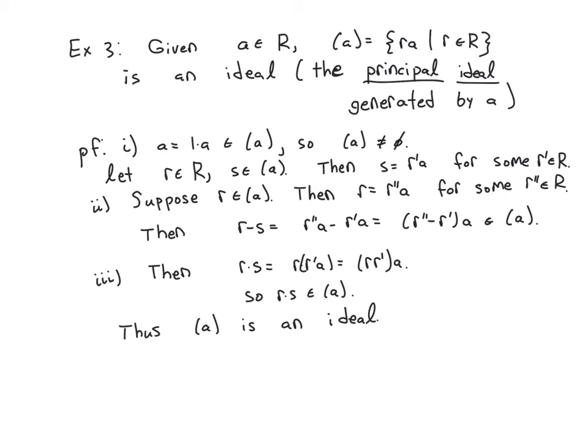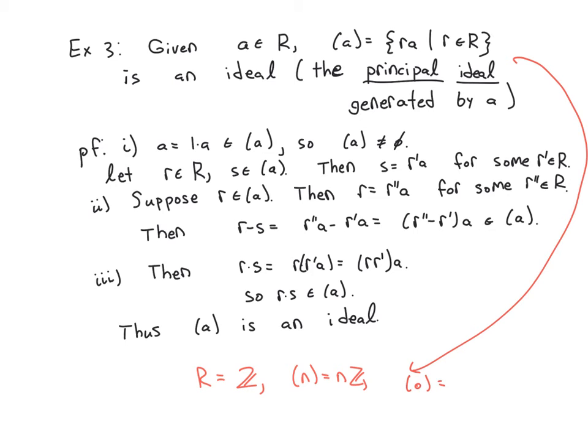So when you're working with the integers and n is an integer, this is nZ. Worth pointing that out. And for arbitrary rings, the ideal generated by 0 was the trivial ideal. And if your ring has a unit, the ideal generated by 1 usually ends up being the full ring.